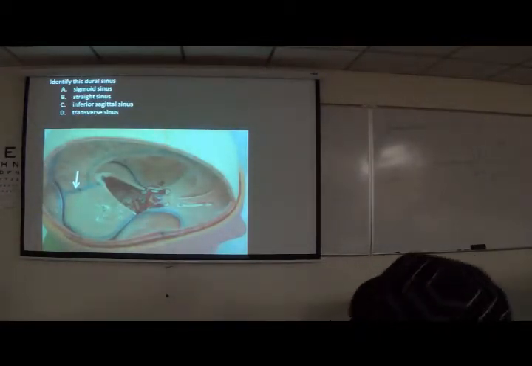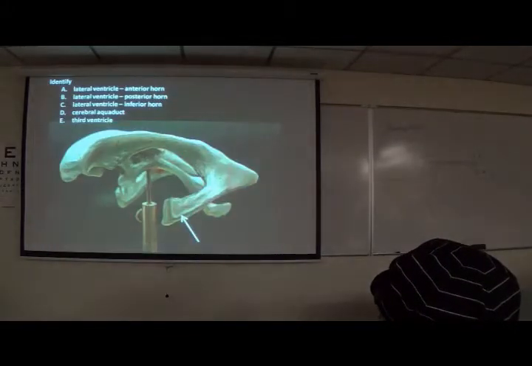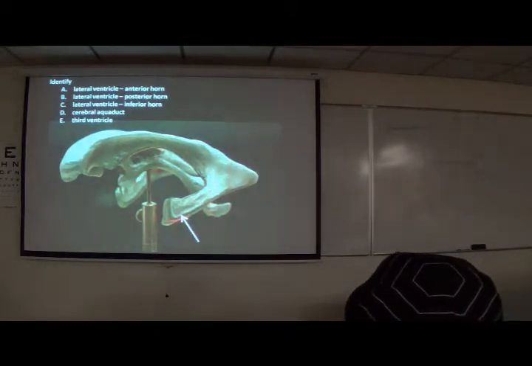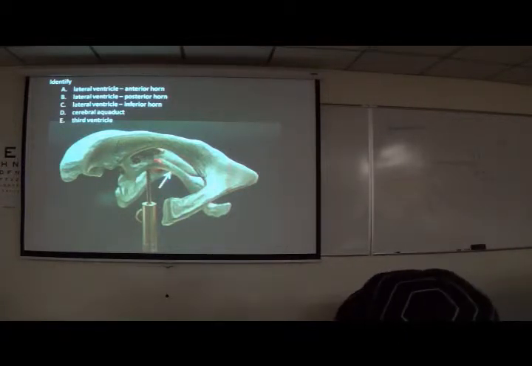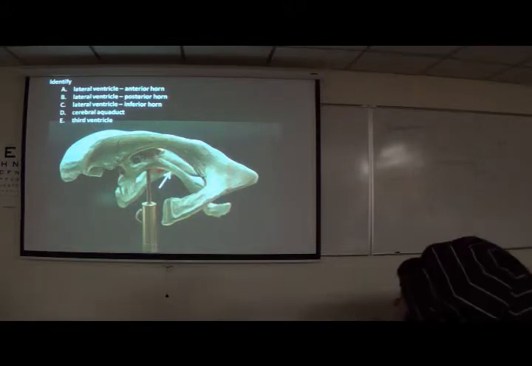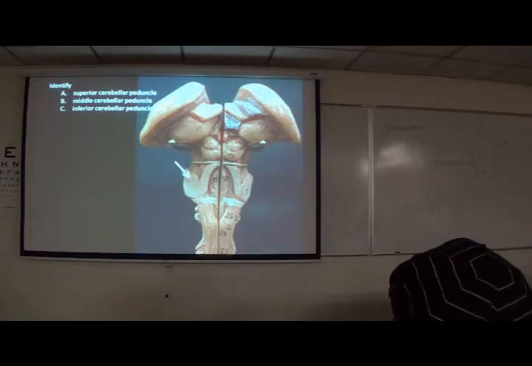Straight sinus. The cut. Inferior sagittal. Now this would be the inferior horn of the lateral ventricle. So at the bottom of that is where the hippocampus is, and in the top of it, the tail of the caudate. Cerebral aqueduct. So this will be the model that you're quizzed on Thursday.